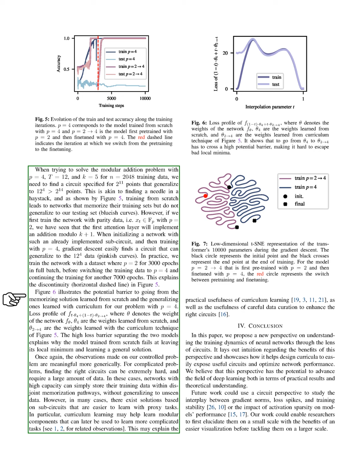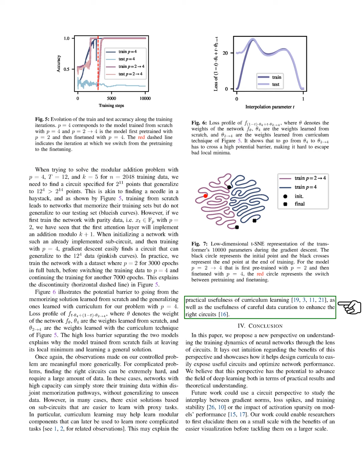For complex problems, identifying the right circuits can be challenging and often requires extensive data. High-capacity networks may resort to memorizing training data without generalizing. However, there are often simpler solutions based on sub-circuits that can be learned through proxy tasks. Curriculum learning can facilitate the acquisition of these modular components, which can then be applied to more complex tasks. This highlights the practical benefits of curriculum learning and the importance of careful data selection to foster effective circuit learning.